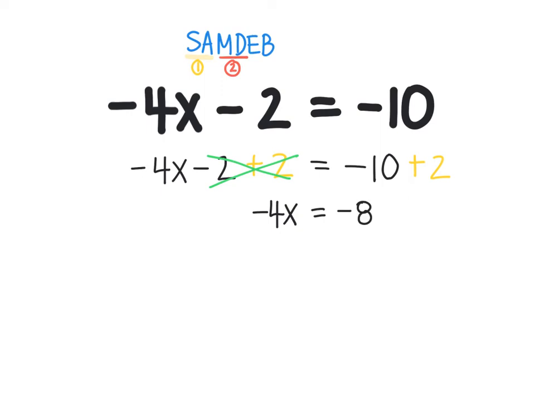So now we're going to need to divide both sides by negative 4 to get rid of that multiply by negative 4. When we do this, negative 4x divided by negative 4 will give us x for the left-hand side, and on the right-hand side, negative 8 divided by negative 4 will give us positive 2. So the solution to this equation is positive 2.